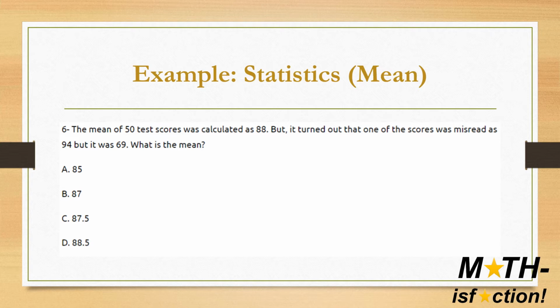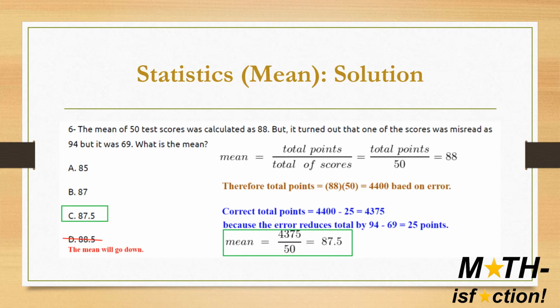When you want to recalculate a mean, you can begin by getting the total score. The total score is calculated by multiplying the number of results by the average. After calculating this total score, subtract the mistake, which is 25 points, to get the new total and divide that by 50. I hope you notice in this problem that the mean had to be a number less than 88 because the score was reduced from 94 to 69.